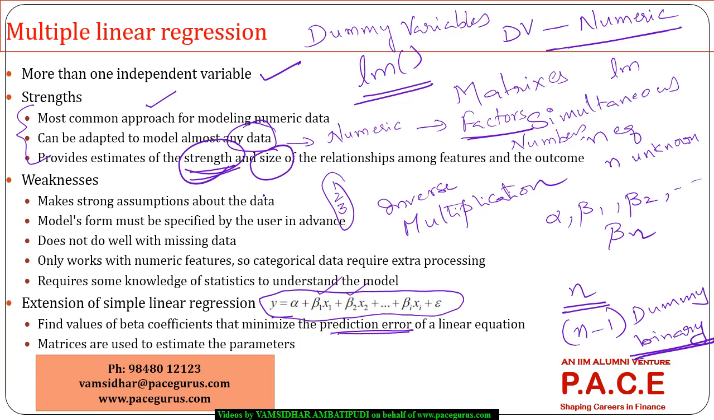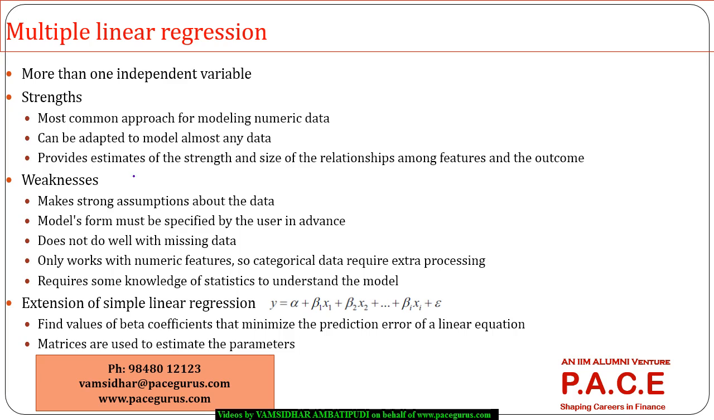Now coming to the weaknesses part, this kind of method actually makes a lot of strong assumptions regarding the data. A few things: it assumes that the dependent variable is majorly normally distributed. It assumes that the dependent variable values are normally distributed. So it's a very, very strong assumption regarding the data.